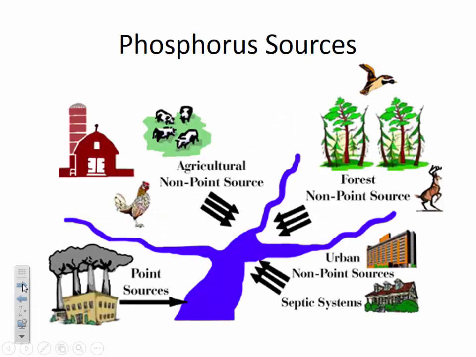This diagram shows the various sources of phosphorus in any watershed. Point sources are places where you have a pipe coming into the lake with water containing pollutants such as phosphorus. Point sources for phosphorus would primarily be wastewater treatment plants. There are no point sources currently discharging into Edinboro Lake.